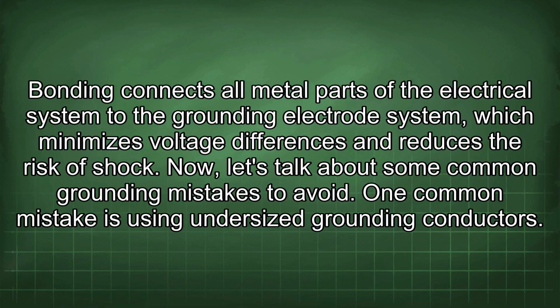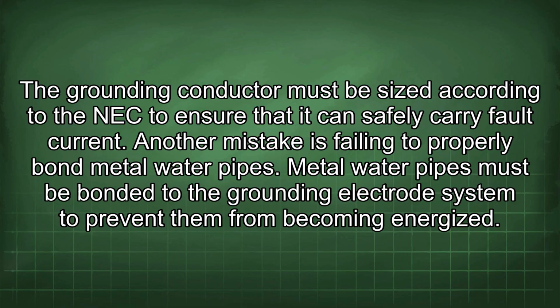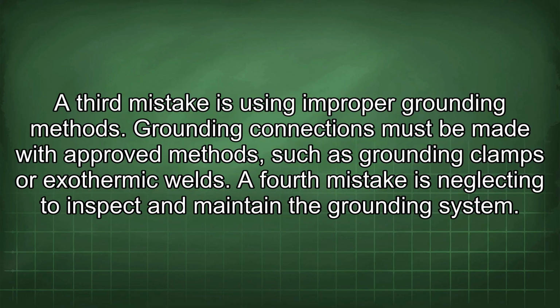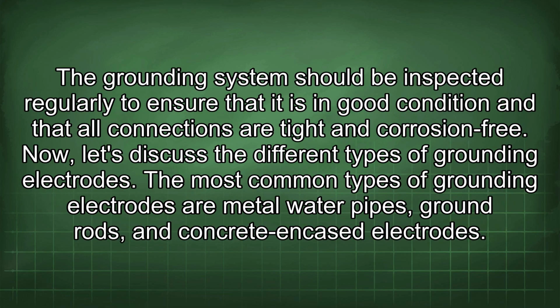Now let's talk about some common grounding mistakes to avoid. One common mistake is using undersized grounding conductors. The grounding conductor must be sized according to the NEC to ensure that it can safely carry fault current. Another mistake is failing to properly bond metal water pipes. Metal water pipes must be bonded to the grounding electrode system to prevent them from becoming energized. A third mistake is using improper grounding methods. Grounding connections must be made with approved methods, such as grounding clamps or exothermic welds. A fourth mistake is neglecting to inspect and maintain the grounding system. The grounding system should be inspected regularly to ensure that it is in good condition and that all connections are tight and corrosion-free.